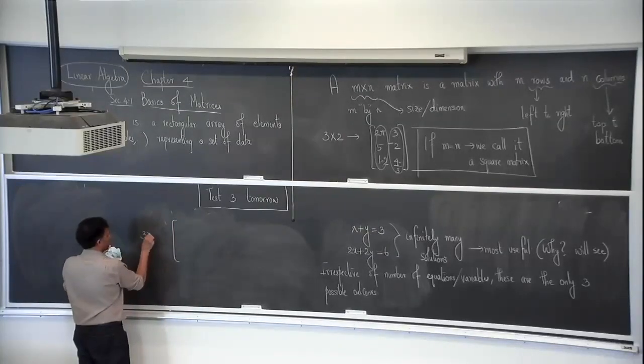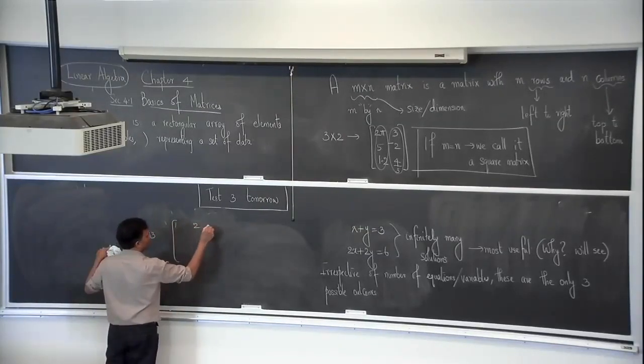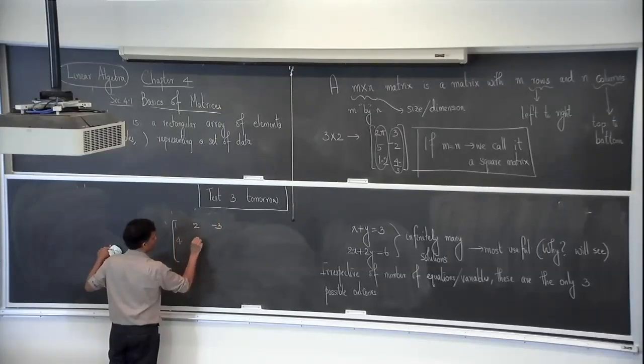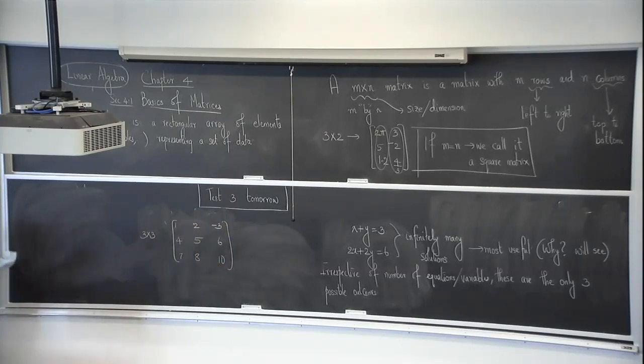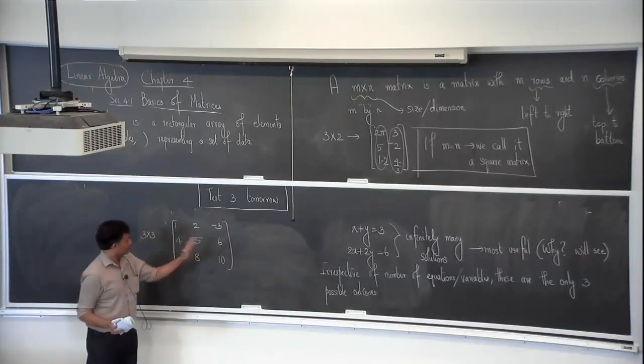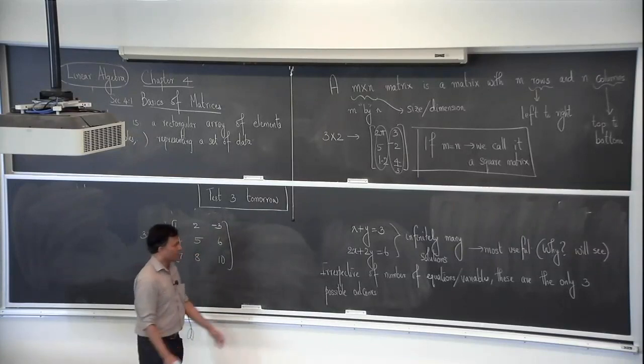So a 3 by 3 matrix will look like this: 1, 2, -3, 4, 5, 6, 7, 8, 10. Okay, that is a square matrix, obviously. It looks nice because both from top to bottom and from left to right, they look nice and uniform.